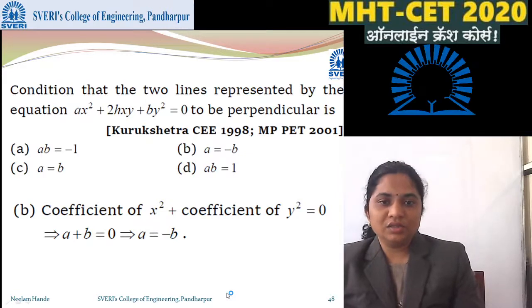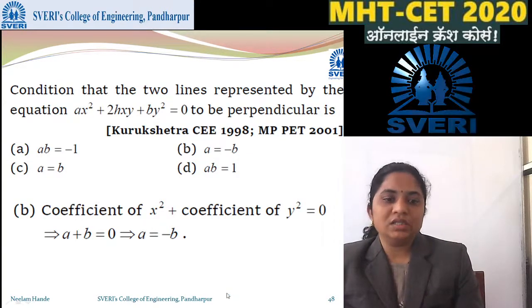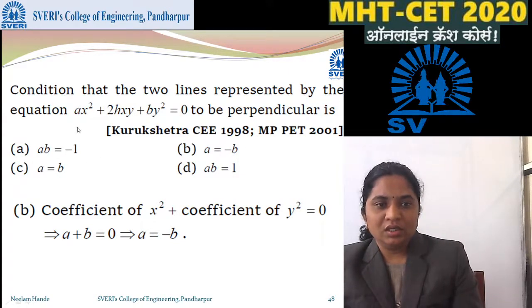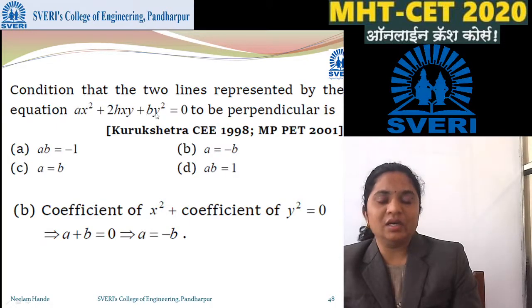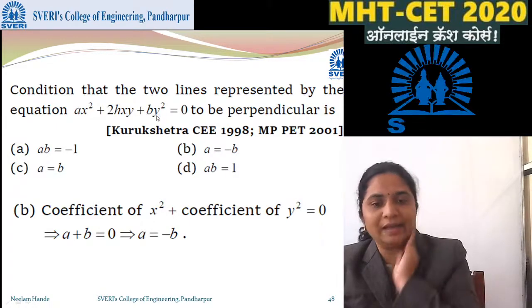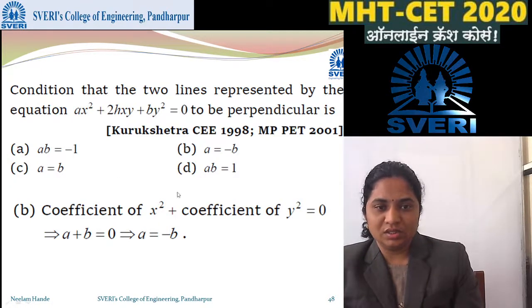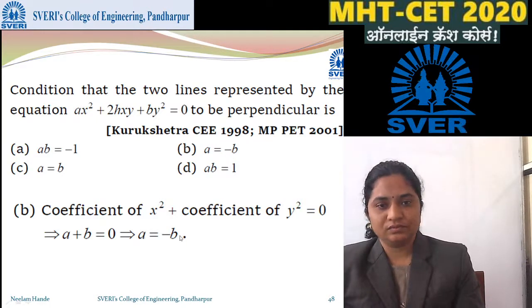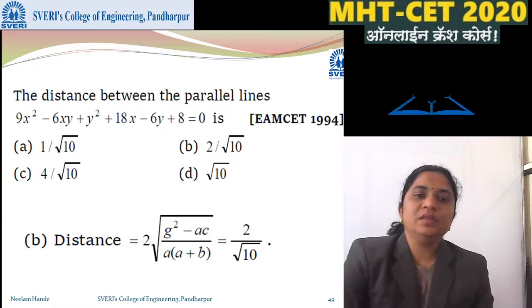Next, the condition for the two lines represented by the equation to be perpendicular is. What is the condition to be perpendicular? If you add the coefficient of x square and the coefficient of y square, that must be 0. That is a plus b is 0, that is a is equal to minus b. Option B.